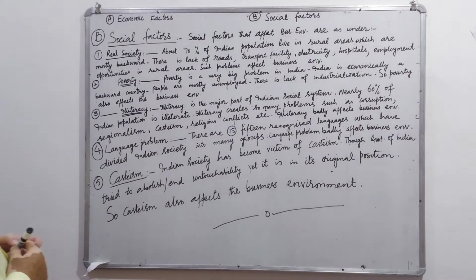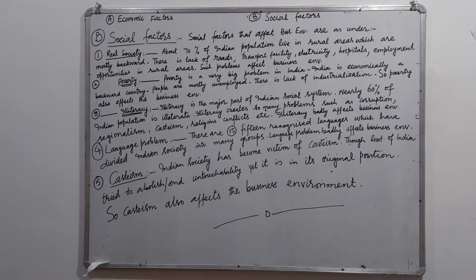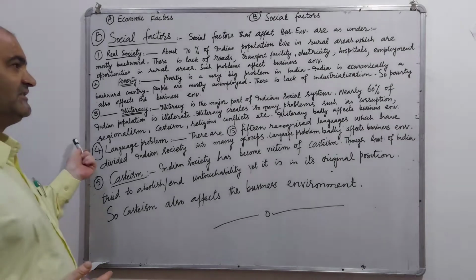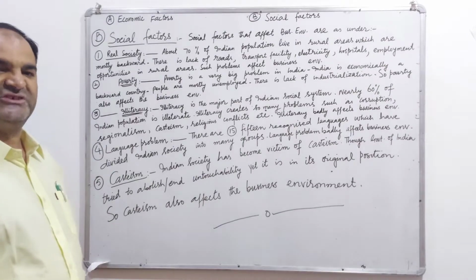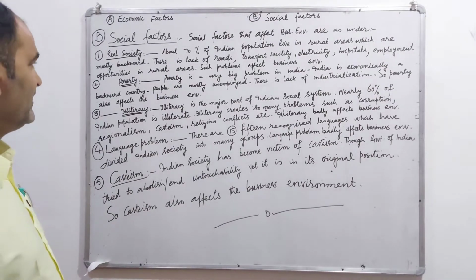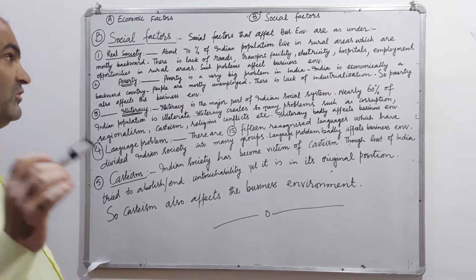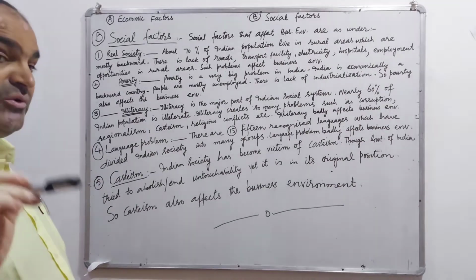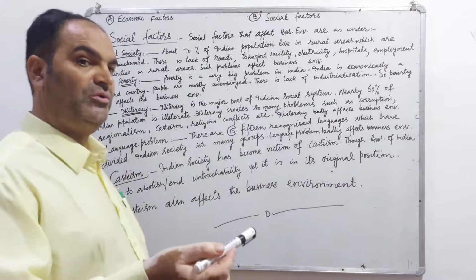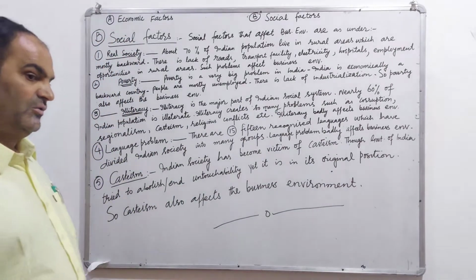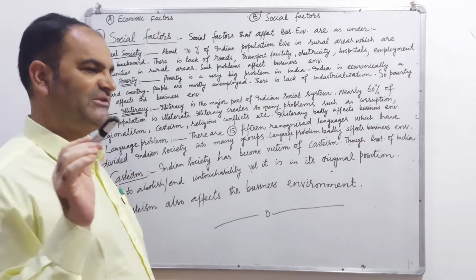About 70% of the Indian population live in rural areas which are mostly backward. There is lack of roads, transport facility, electricity, hospitals, employment opportunities in rural areas. Such problems can affect business environment. Dear students, we know that the Indian population mostly lives in rural areas. About 70% or above lives in rural areas, villages, little towns, etc.